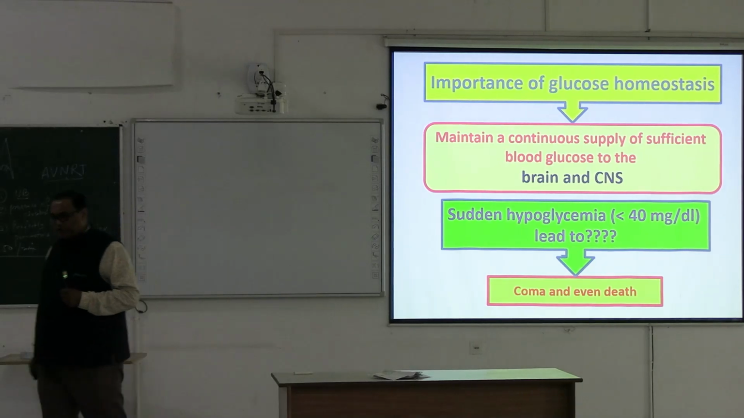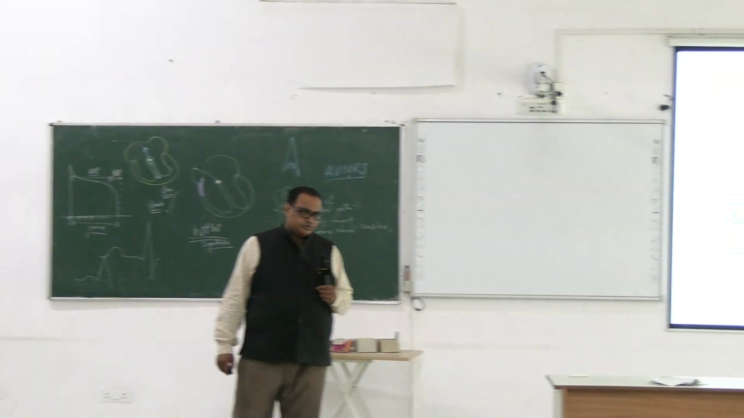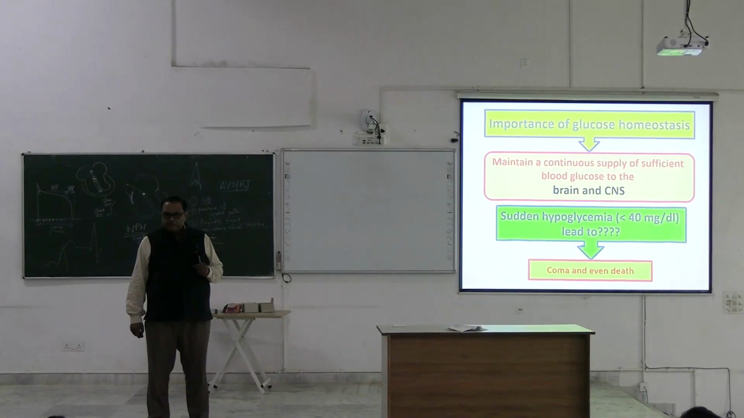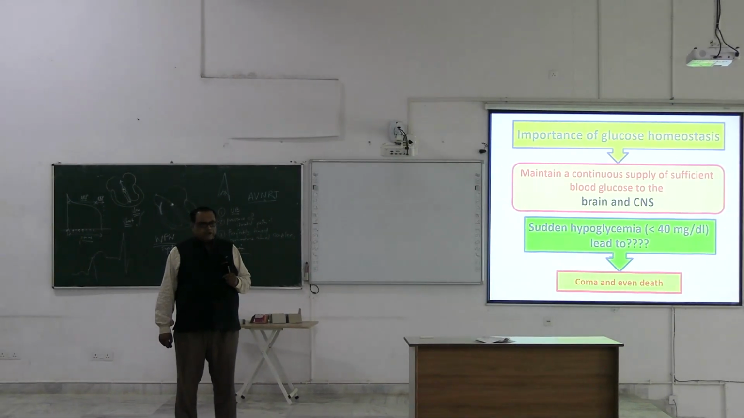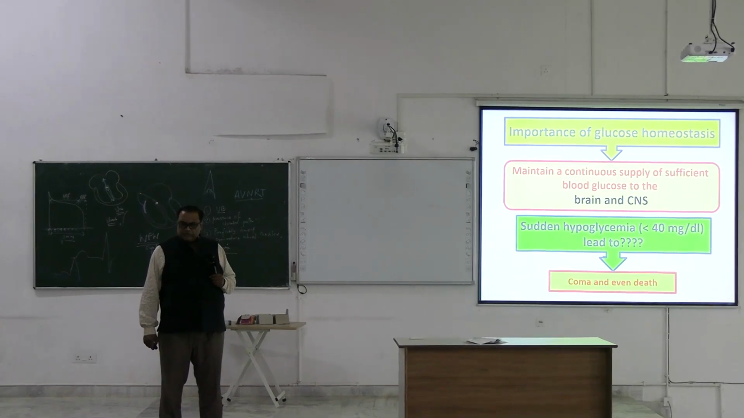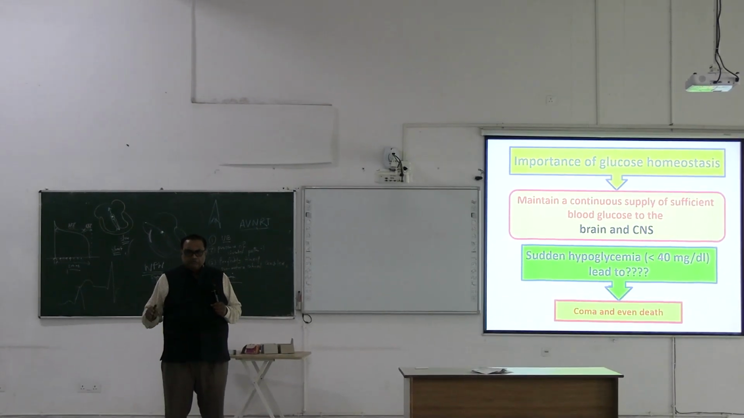Why is it so important? There are certain organs which cannot survive without glucose. So if the blood glucose level falls far below 60, then what will happen? Our brain will cease to work. Right? But luckily, our brain can shift from sugar to ketone body. But there are many cells in our body which cannot.